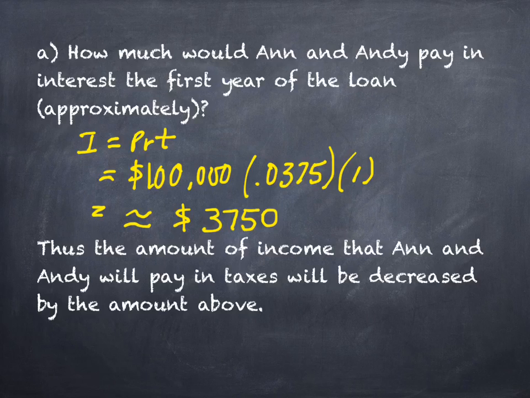Okay, you can do it for charitable giving too. The amount of money you give towards your church also comes straight off of how much money, not how much money you pay in taxes, but how much money the government considers you making in the year. Okay, so that's what we're looking at here. Thus, the amount of income that Ann and Andy will pay taxes on will be decreased by this amount.